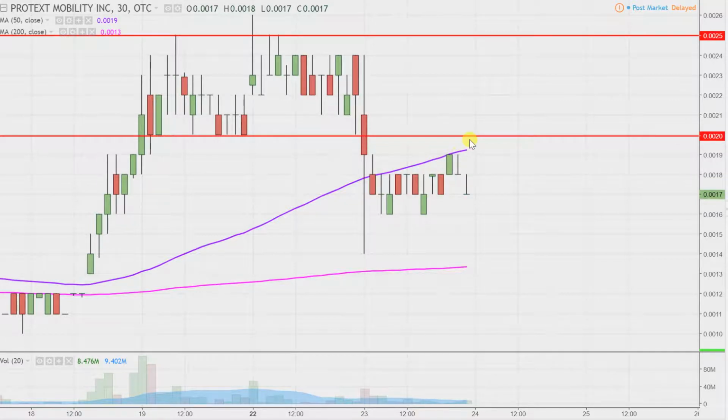So as far as I'm concerned, 002 is definitely that key level of resistance that needs to be broken, and if the price can get some closes up above it, that would be an ideal situation.